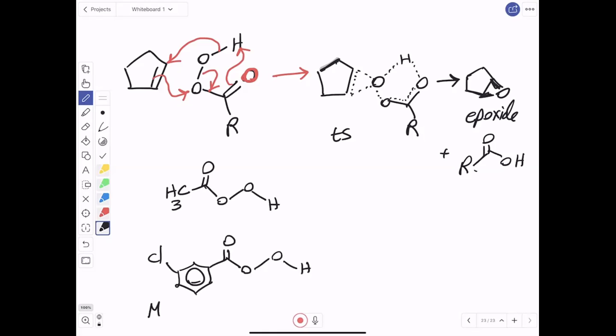Meta-chloroperoxybenzoic acid, or MCPBA. So when you see MCPBA in a reaction, you know that it's a peroxy acid. Question? So the only thing that you need to know for the first step is the intermediate that forms, the epoxide, right? So you should know that if you have an alkene and you react it with peroxy acid, the product is an epoxide.